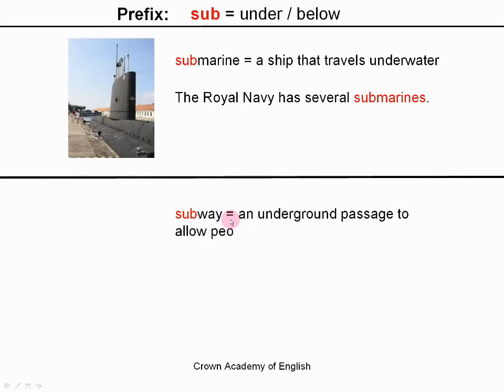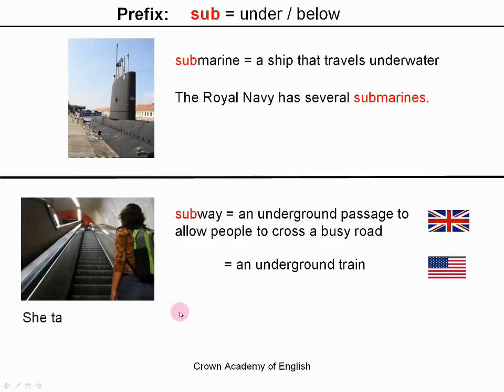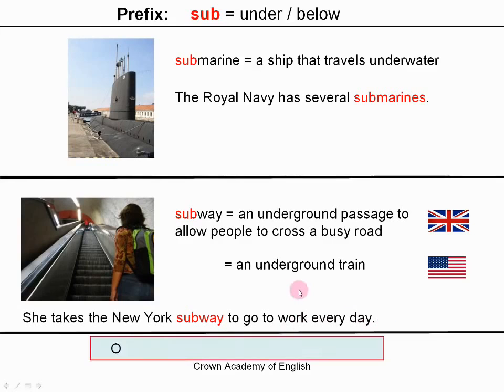Subway. Now, in British English, the definition is an underground passage to allow people to cross a busy road. So in British English, it is for people to walk under a road, to cross it. And in American English, subway is in fact an underground train service. She takes the New York subway to go to work every day. Other examples: to submerge and substandard.